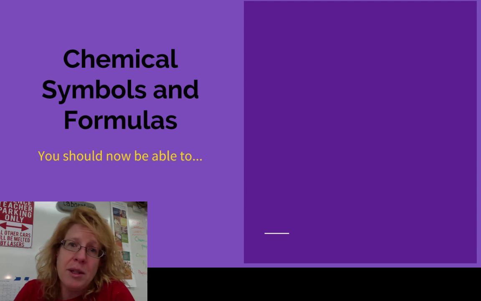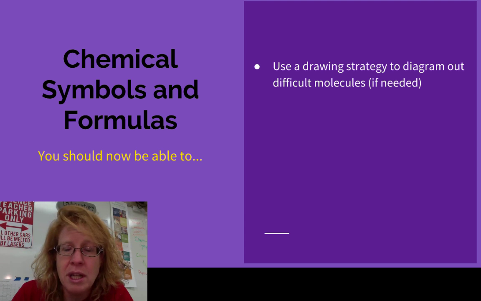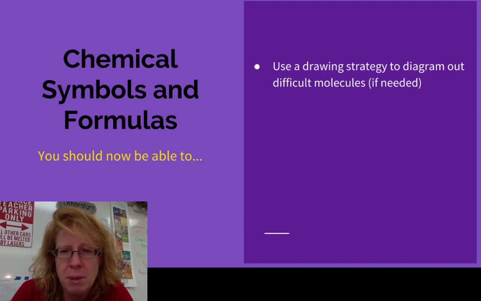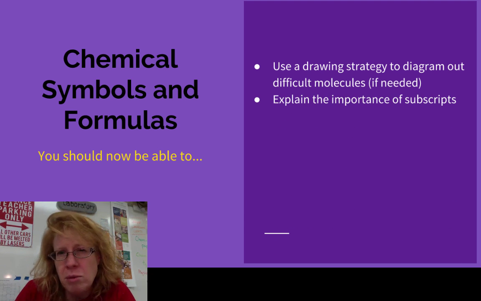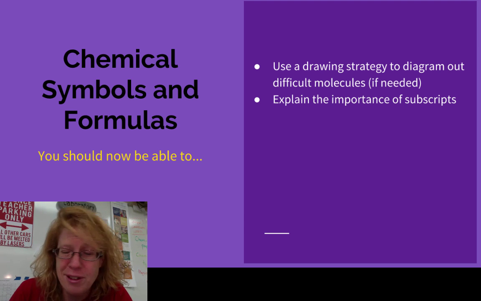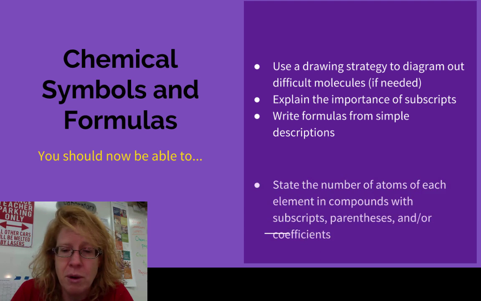All right, so as a result of this little mini lesson, here are the things we looked at in a little more detail: using a drawing strategy if you need to, using little circles or even letters to sketch out what it is. It helps, especially with larger molecules. Second, making sure you know why we have to do the subscripts instead of just their numbers, that they do actually give us different chemical types. Then being able to write simple formulas from a paragraph, which is pretty straightforward.